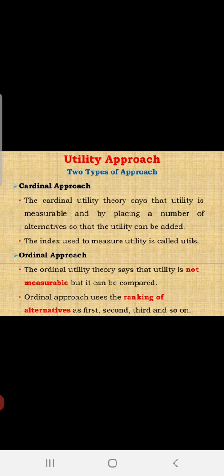Actually, the utility approach is explained by Dr. Alfred Marshall in his book Principles of Economics, right? And in his book he explained the cardinal approach of utility. Now some of you may think, ma'am, what is cardinal? It is a scientific word. What is the meaning of cardinal? Cardinal means those things which can be quantified in numbers. Things that you can measure in numbers, we call cardinal measurement, cardinal approach.